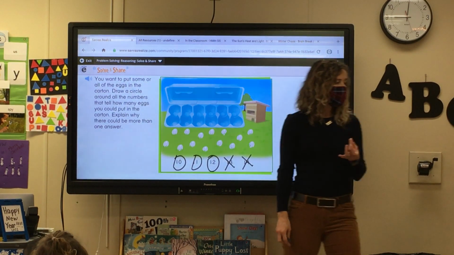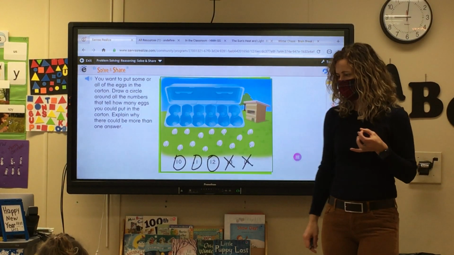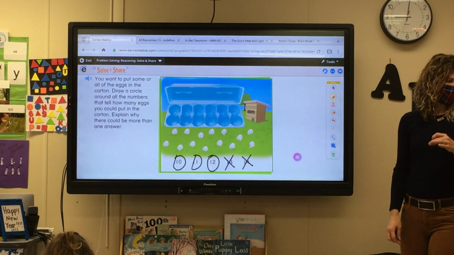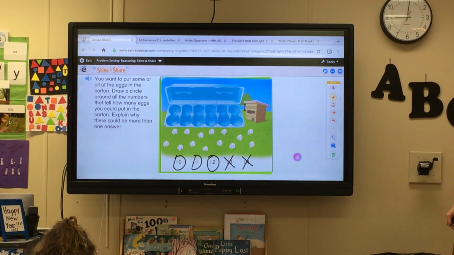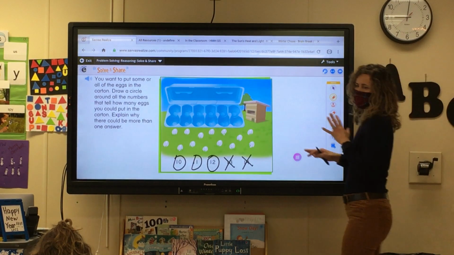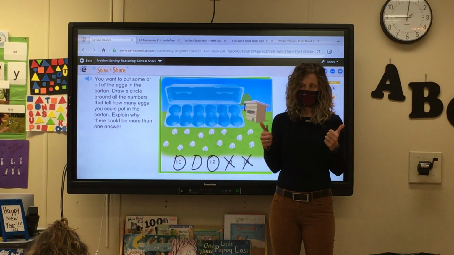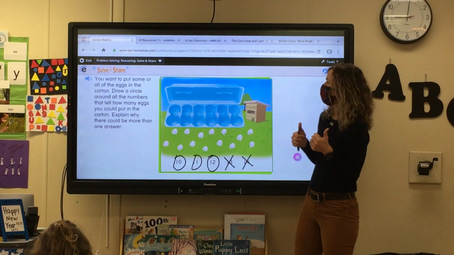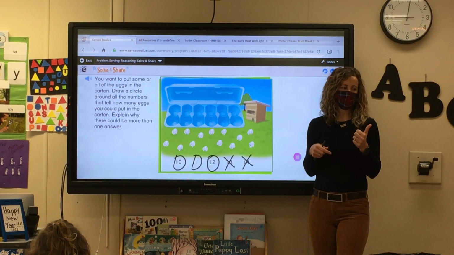So the only numbers that we can actually fit inside the carton are 10, 11, and 12. All right. Anything larger than 12 is not going to fit in the carton. Thumbs up. Does that make sense? Yeah. So we understand why? Okay, there's no space in there. There's only 12 spaces. Very good.